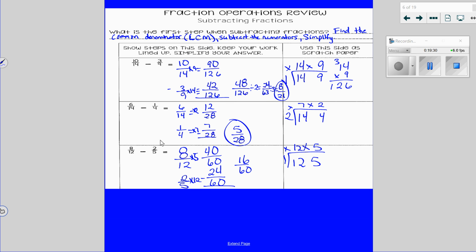16/60ths. Can I simplify? By what? 4. And I get 4/15. If you simplified by 2, that works as well. You'll just have to simplify by 2 again. Any questions about that?